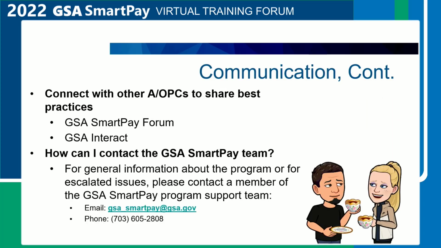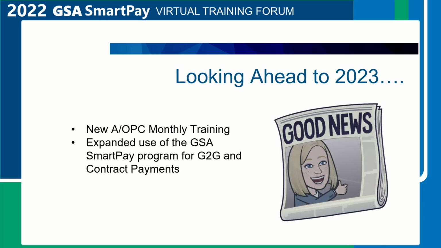You can also connect with other AOPCs to share best practices at the annual GSA SmartPay Training Forum and on GSA Interact. If you would like to get in touch with a member of the GSA SmartPay team for general information about the program or to escalate issues, you can email us at GSA_SmartPay@gsa.gov or call our program support line staff from 8 a.m. to 4 p.m. Eastern at 703-605-2808.